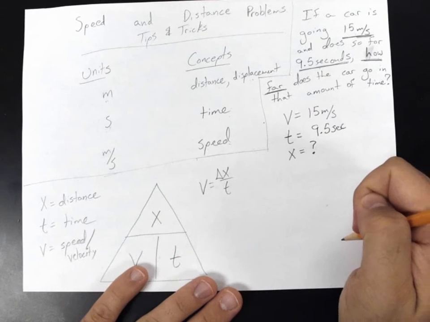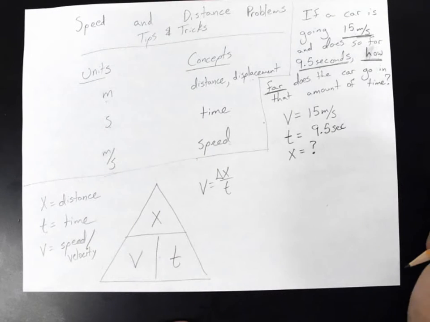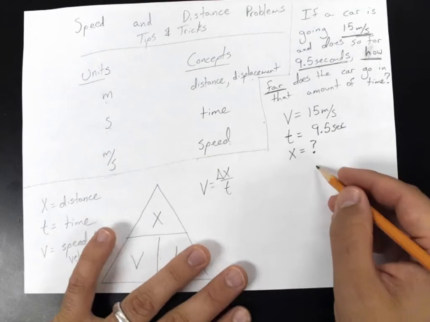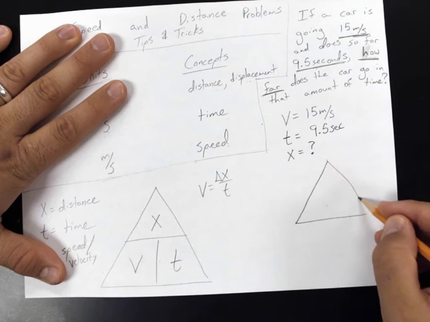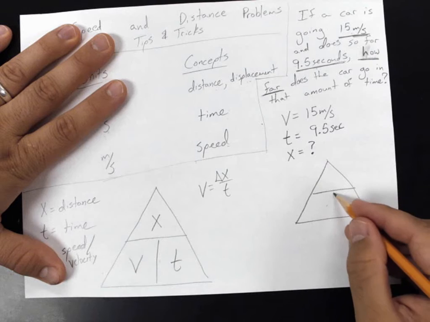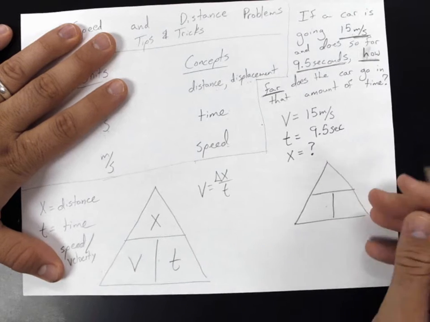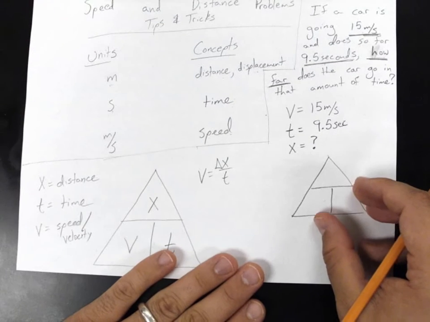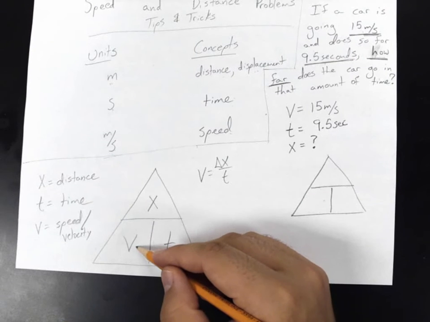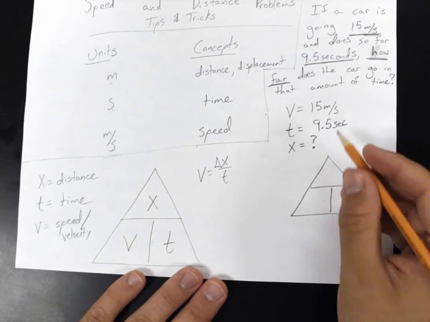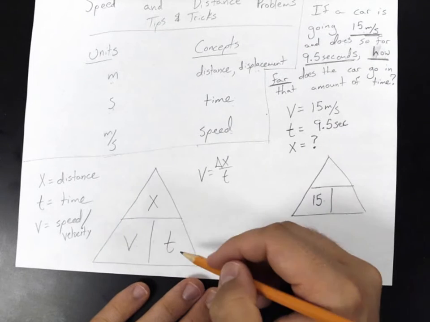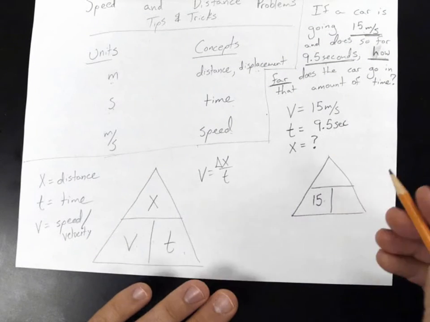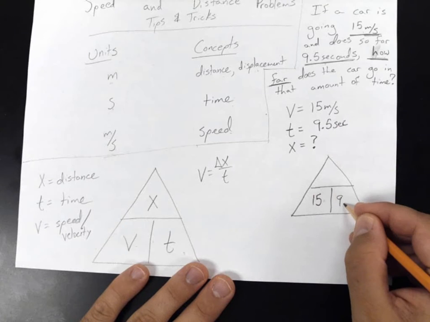Now, what we can do with these numbers is apply this little triangle. So you'll see what to do here in just a moment. We're going to redraw the triangle right here so we don't mess it up in the bottom left-hand corner. The next thing we're going to do is plug in the numbers we know. V goes in the bottom left-hand corner. Our V is 15. Now, our T we know also is 9.5. That goes in the bottom right-hand corner, 9.5.